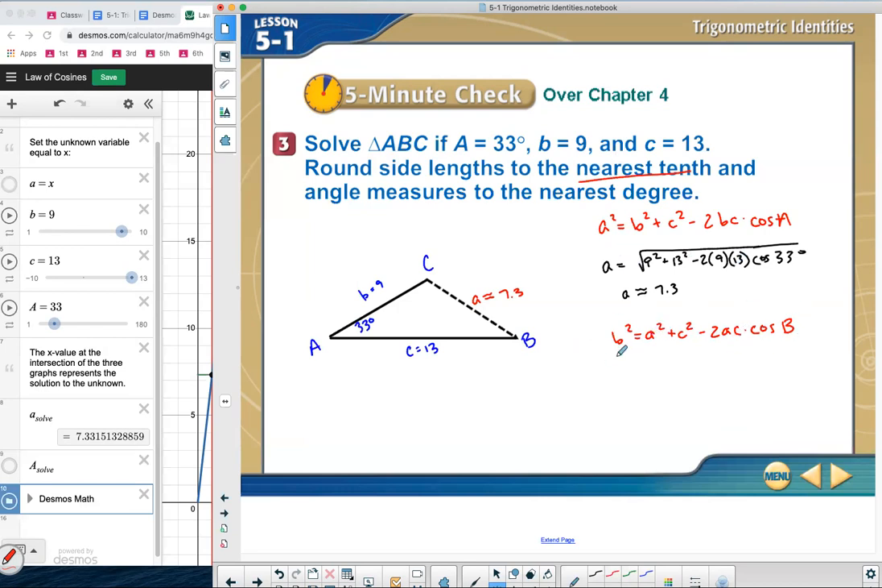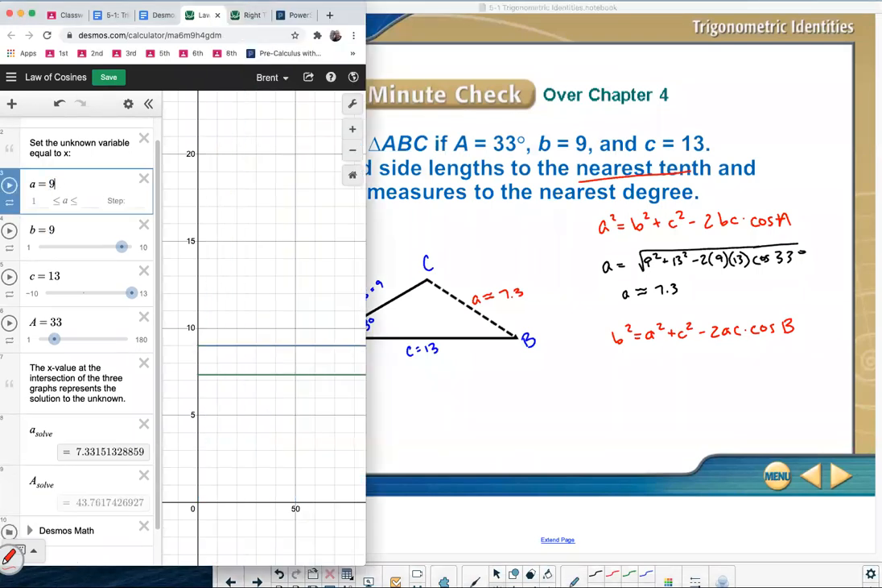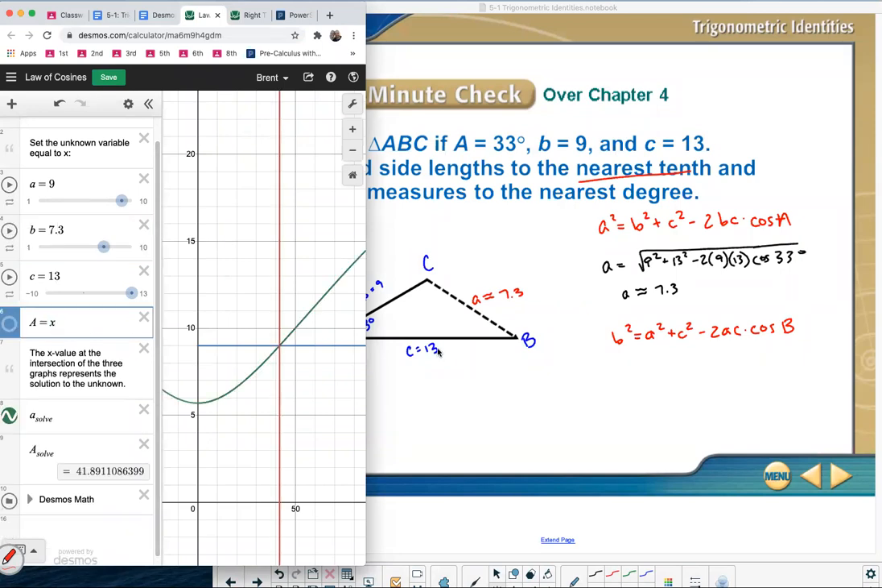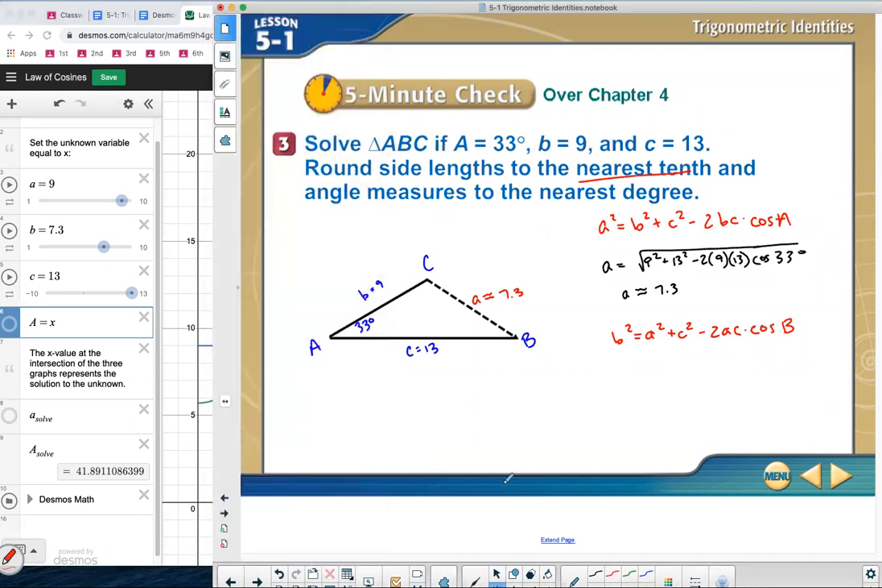And so how would I do this on my calculator? Well, on my calculator, I'm just going to put the b value in as a. So this a becomes a 9. Instead of this b, I'm going to put in the answer, 7.3. Whoops, 7.3. And this angle is now unknown. That's what we're looking for. And so the solution here, rounded to the nearest degree, would be about 42 degrees. This right here is 42 degrees.